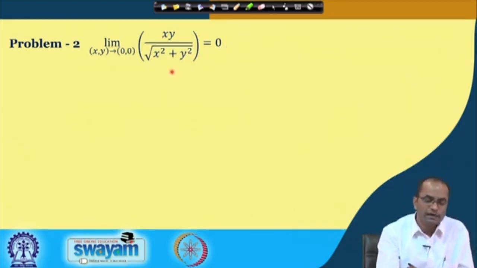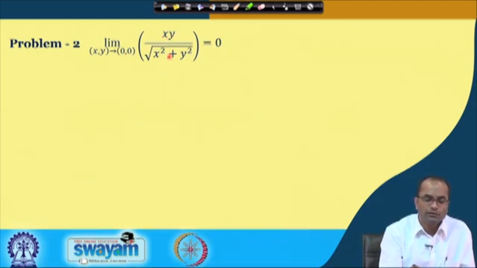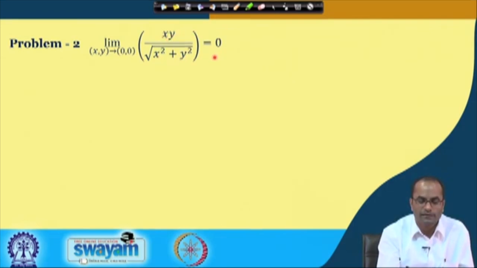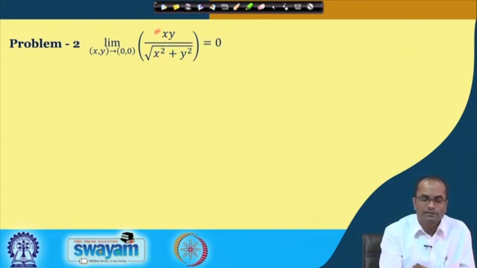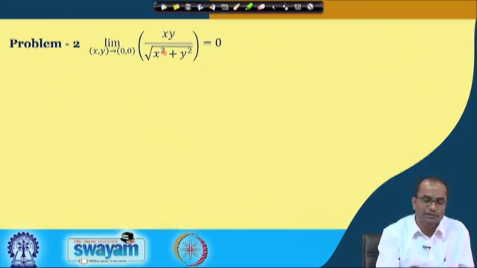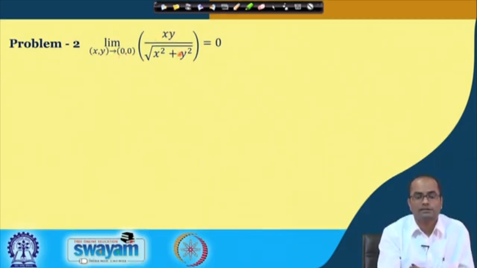We cannot just directly substitute (0, 0) here, because this will be like 0 over 0, and there is no such L'Hopital rule which we can apply. In case of one variable we had the L'Hopital rule, which says that this limit will be equal to the limit of the ratio of the derivatives. But here we cannot substitute the values of x and y directly in this expression.